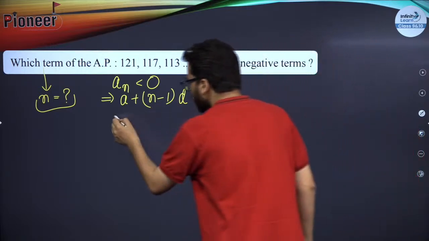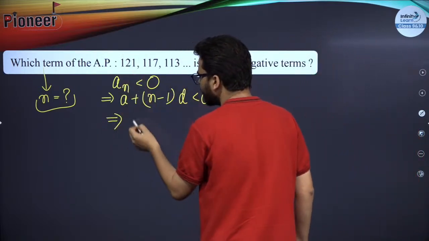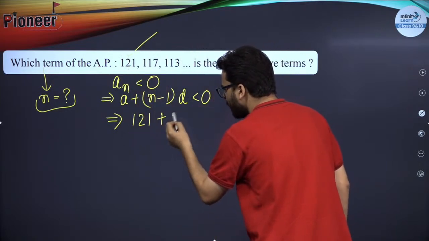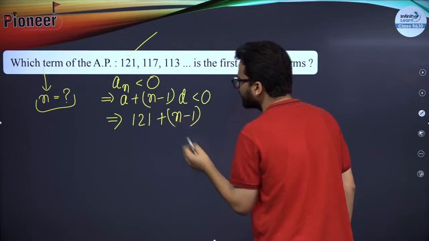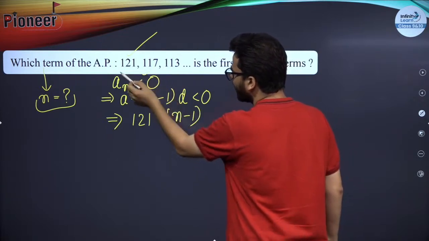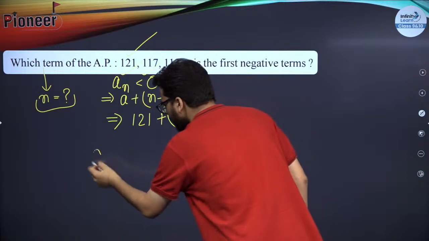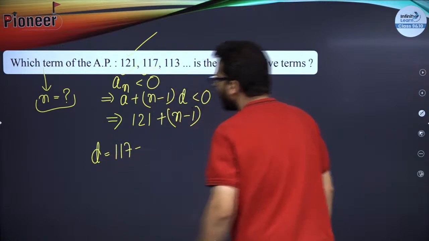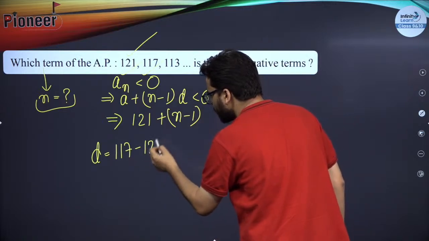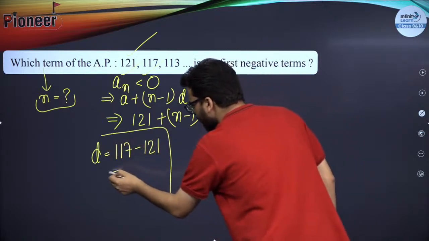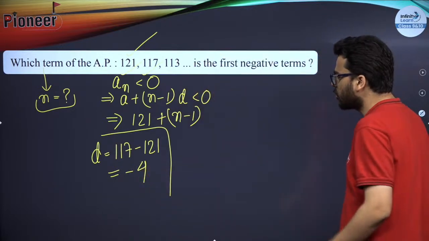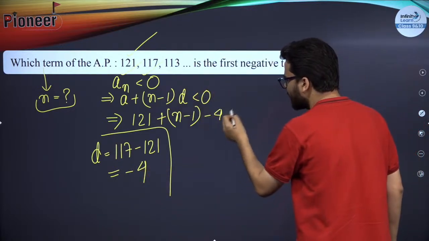Now you see, what is the first term in this AP? The first term is 121. It is there only. Plus n minus 1. What is the common difference, guys? The common difference is the second term minus the first term. So the common difference is nothing but 117 minus 121. So the common difference over here is minus 4. Correct? So just put over here minus 4 and that is less than 0.